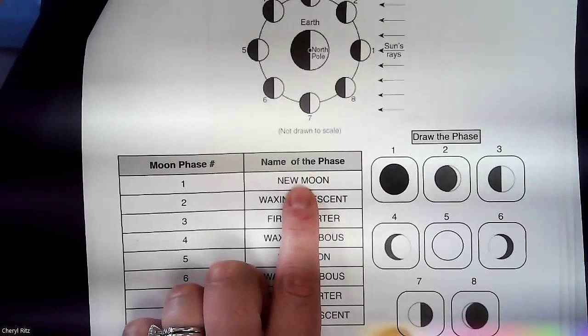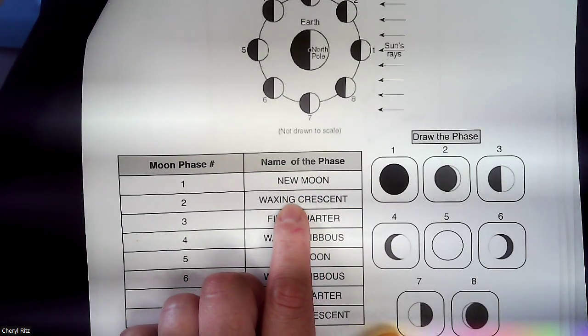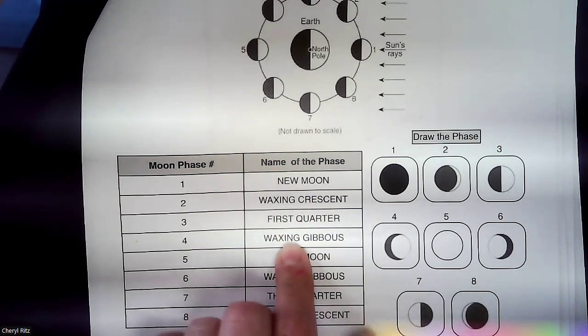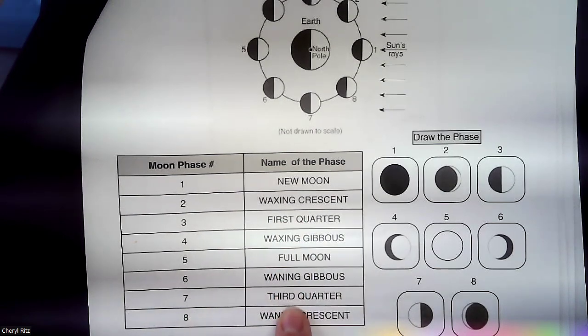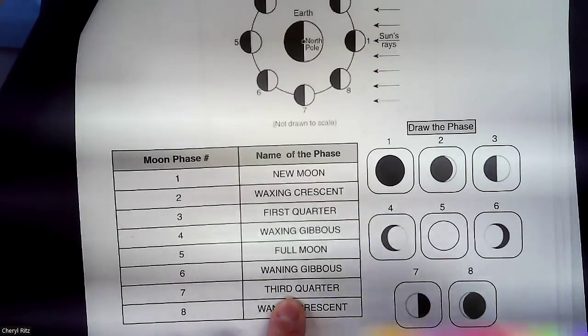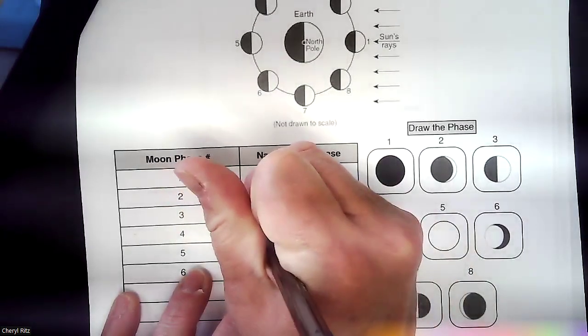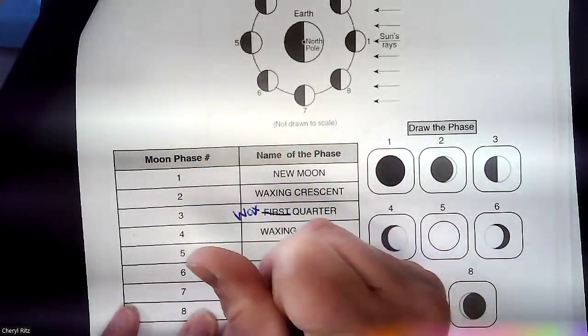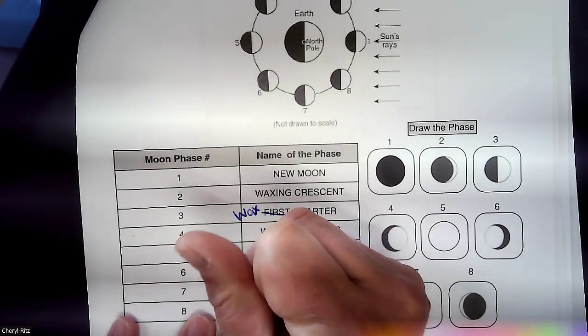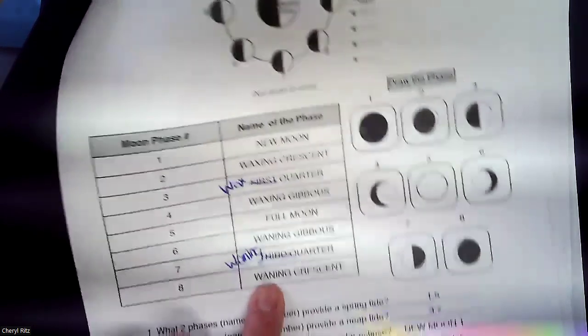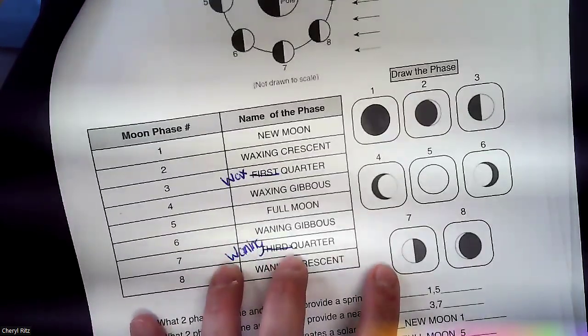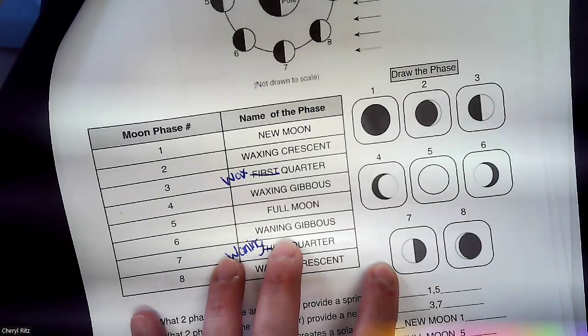Moon number 1 would be a new moon. Then we've got waxing crescent, first quarter, waxing gibbous, full moon, waning gibbous, third quarter. Also, these are known as waxing and then waning. Either way of writing them is fine. And then we've got the waning crescent. Make sure your drawings match mine.